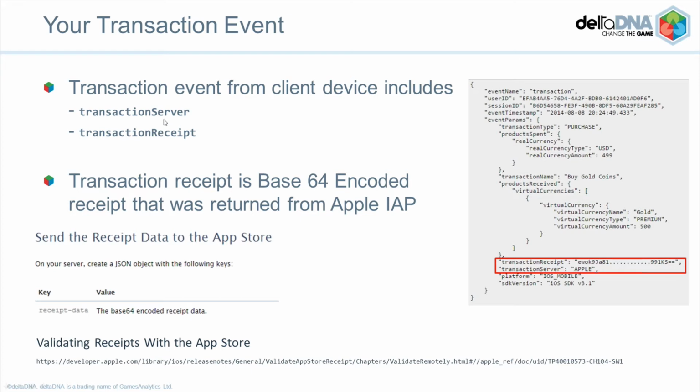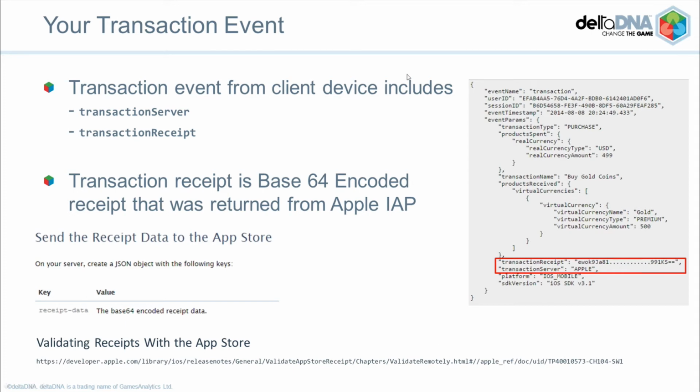Imagine you could be multi-platform, sending transaction events from Android devices, iOS devices, etc. So the transaction server is simply an enumerated value that says whether it's an Apple transaction or an Amazon one, etc. The transaction receipt is what comes back from the App Store, and it's a JSON that is base64 encoded. What we do is throw that at the verification service and check whether your receipt was valid. So just two parameters to send. This has been shortened; the actual receipt itself will be a very, very long base64 string.